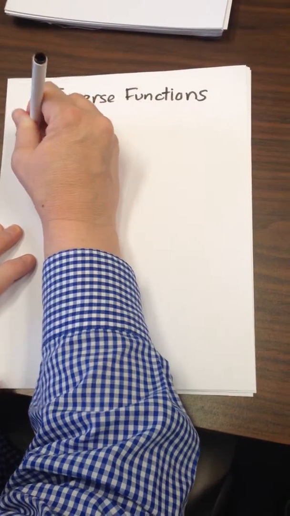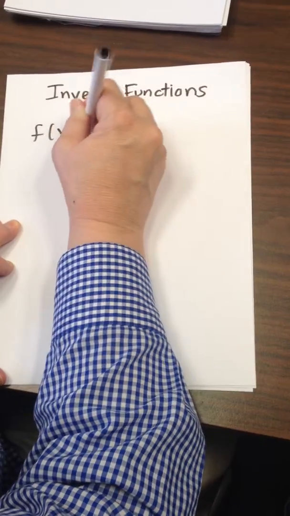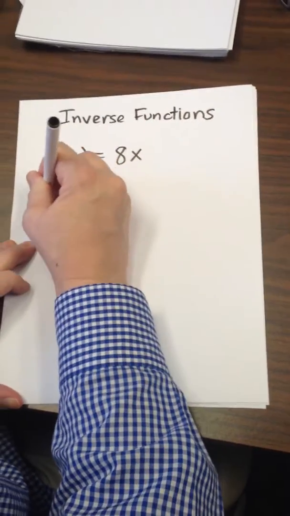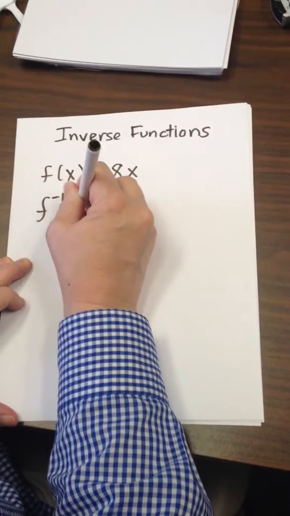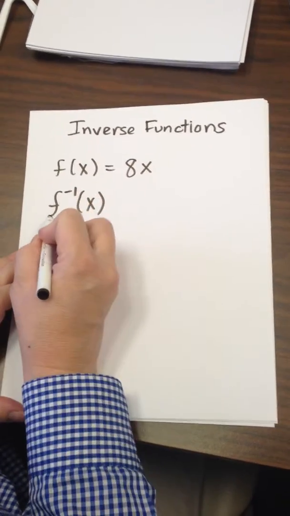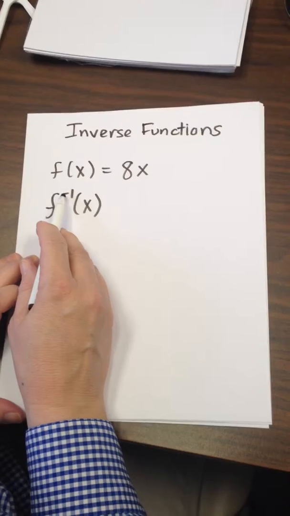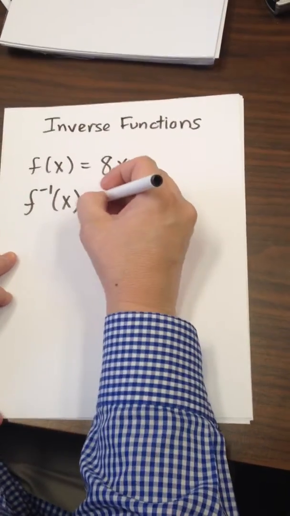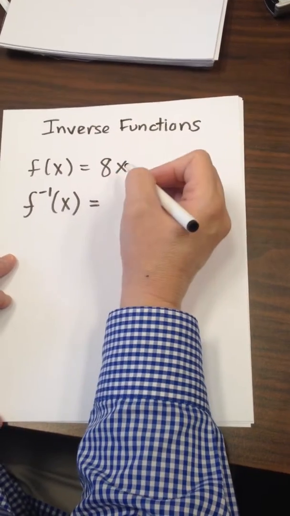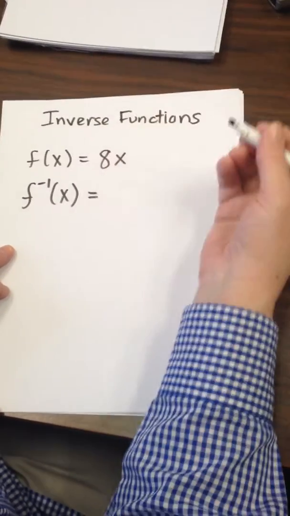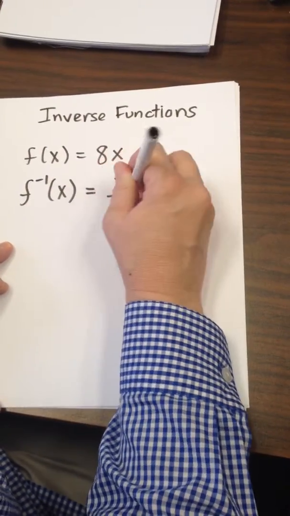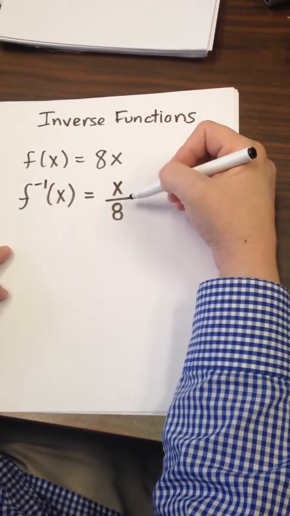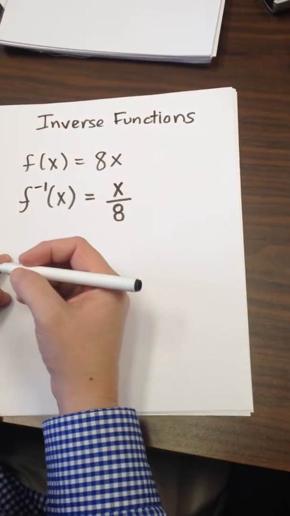Let's take, for example, the function f of x, which is 8 times x. Then f inverse of x, and this is the notation that we use for writing inverse function. F with a -1, it doesn't mean 1 over x, it means the inverse of the function. If the original function multiplies by 8, then the inverse function does the opposite, the reverse, and it divides by 8. So the inverse function of 8x is x over 8.